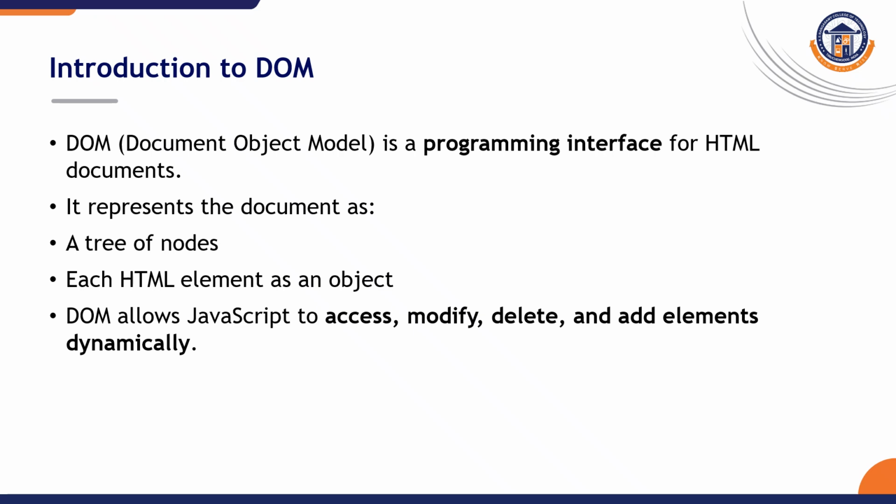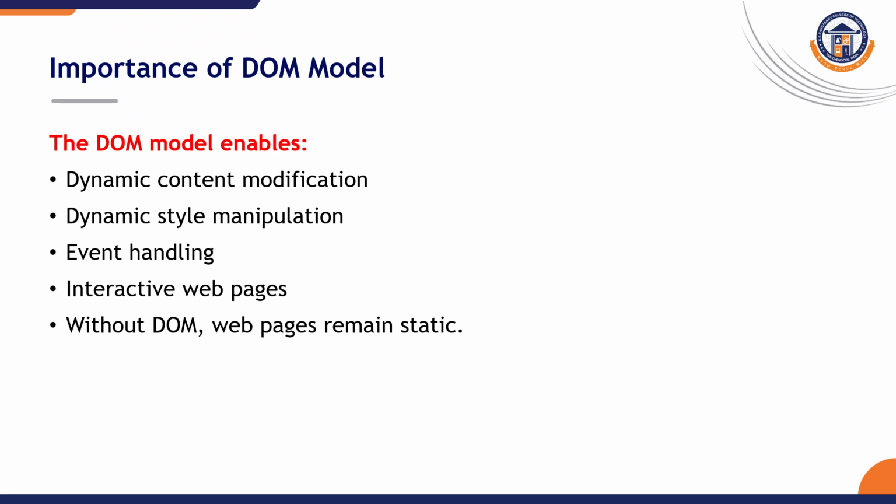Introduction to DOM. What is DOM? DOM, the Document Object Model, is a programming interface for HTML documents. It represents the document as a tree of nodes, with each HTML element as an object. DOM allows JavaScript to access, modify, delete and add elements dynamically. Importance of the DOM model. The DOM model enables dynamic content modification, dynamic style manipulation, event handling, and interactive web pages. Without DOM, a web page remains static.